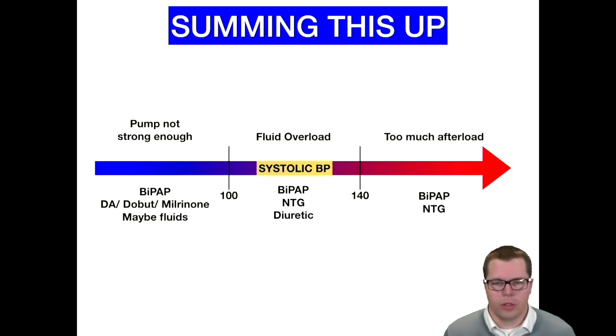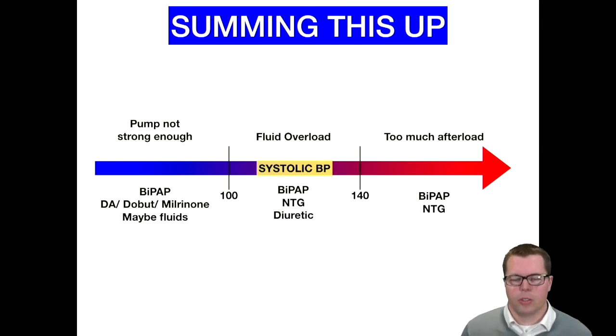The folks that are grossly fluid overloaded, that have been getting dyspneic over the course of 2 weeks or so, but have a normal-ish blood pressure, we're again going to put on CPAP or BiPAP, positive pressure ventilation.